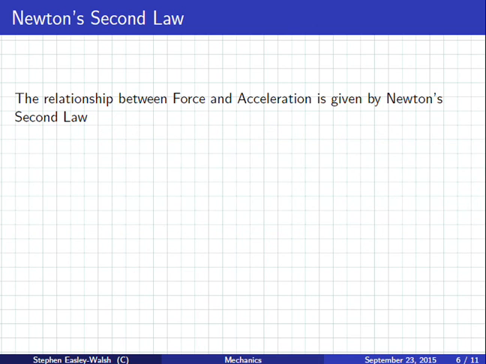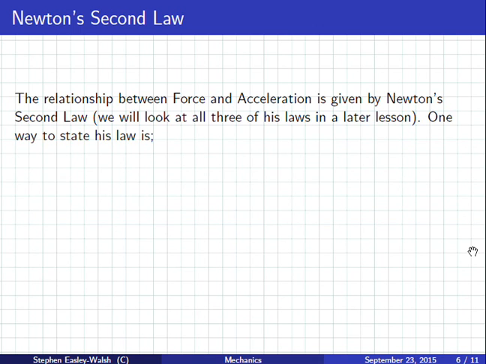And in fact, you have a formula that can let you calculate the force if you know the acceleration. And this is called Newton's second law. And if you're wondering what happens in the first and the third law, we'll look at those in another class. So one way to state this law is just simple. F equals ma. So if you want to calculate the force, it's equal to the mass multiplied by the acceleration. So it's a simple formula, F equals ma.